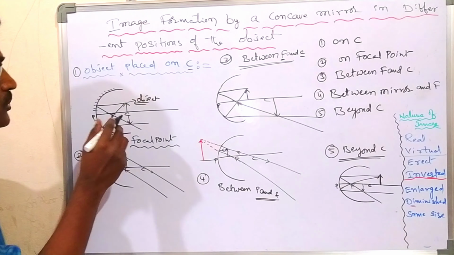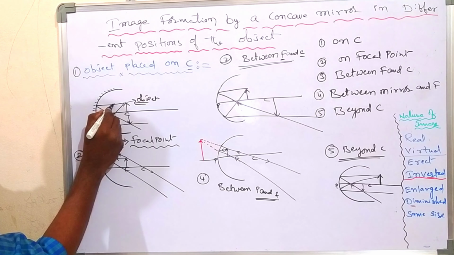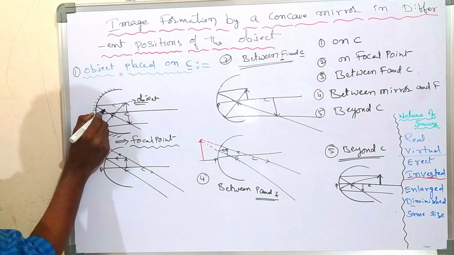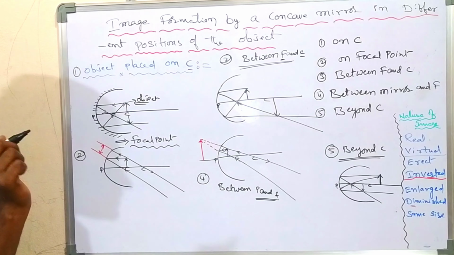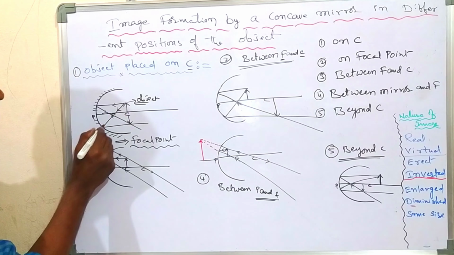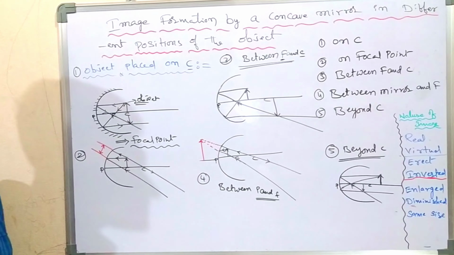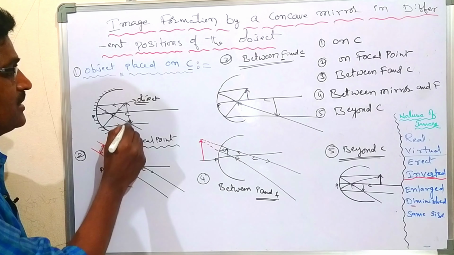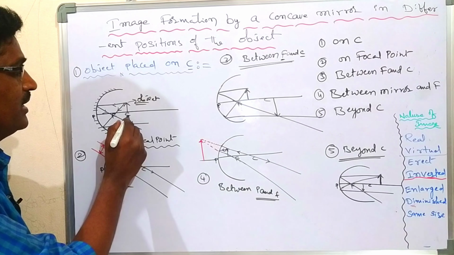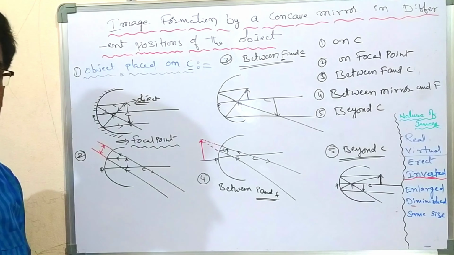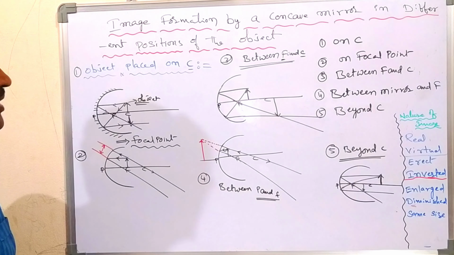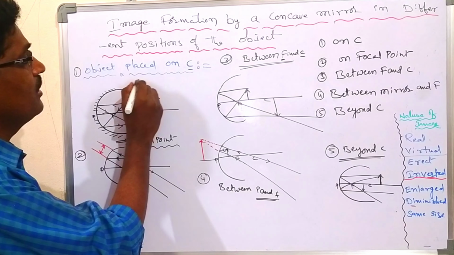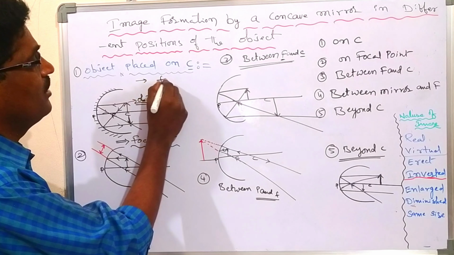How many rays are involved in this? Two are involved. First one is parallel to the principal axis and, after meeting the mirror, passes through the focus. Second is passing through the focus and then going parallel to the principal axis. After the two reflected rays meet at one place, that place is where the image is formed. Where is the image formed? The image is also formed on C. If you keep the object on C, the image is also formed on C.